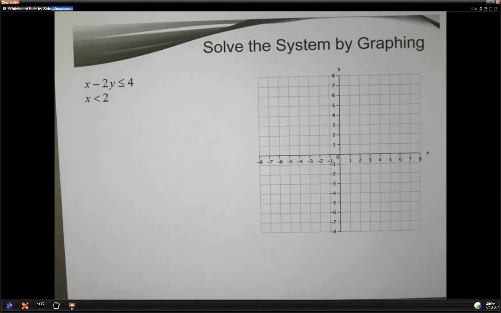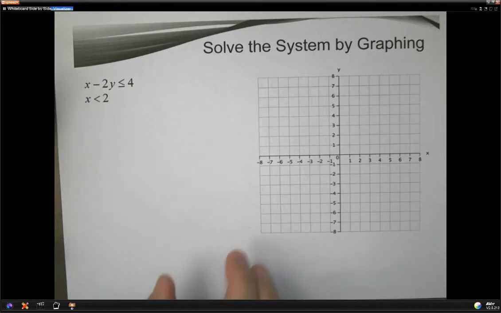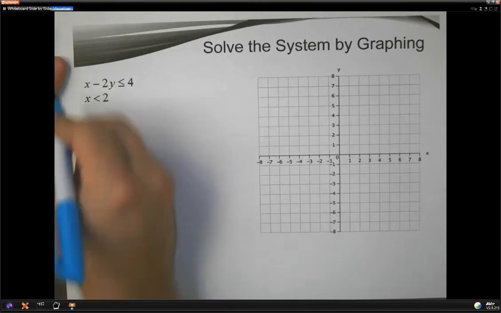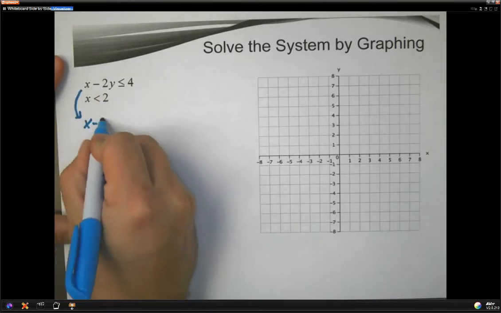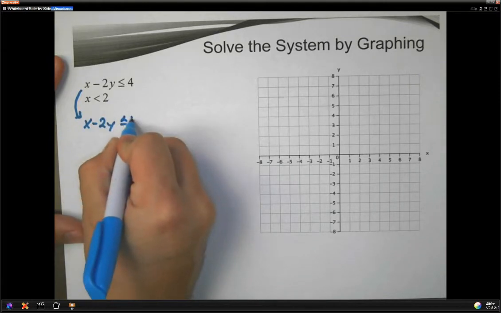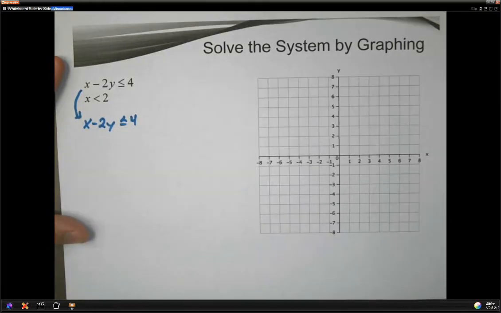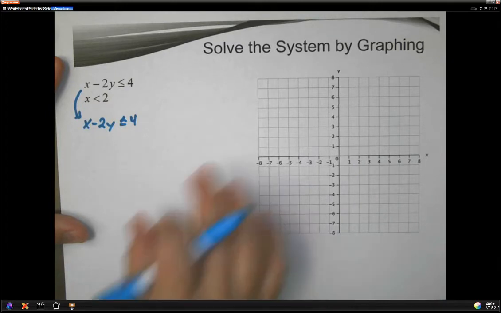Now, there will be some that we do where you're going to have one in slope intercept form and the other one might not be. So in this particular case, we kind of have that. I noticed that the first one is not in slope intercept form, and I know I like to graph using slope intercept form. So what I'm going to do is take this first inequality, x minus 2y is less than or equal to 4, and rearrange it to get it in slope intercept form.